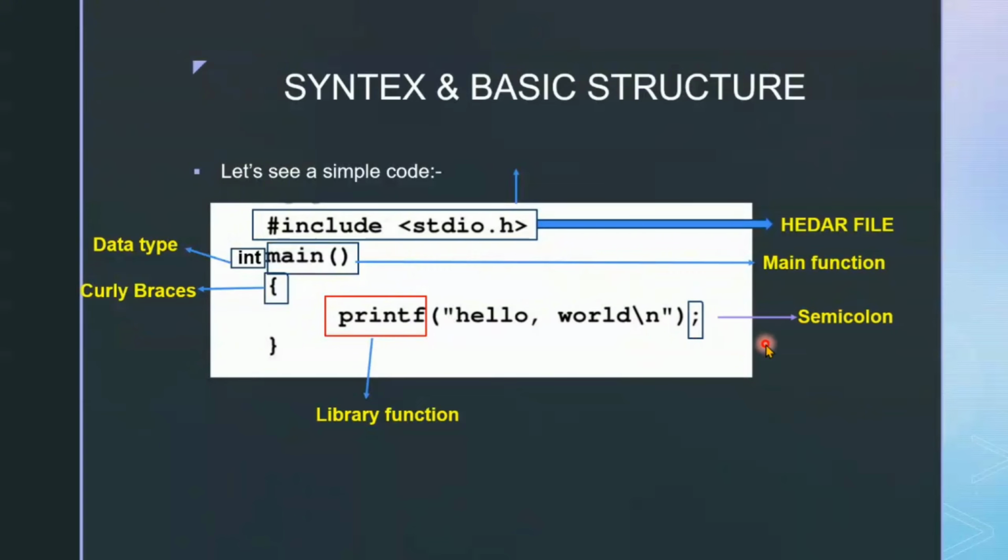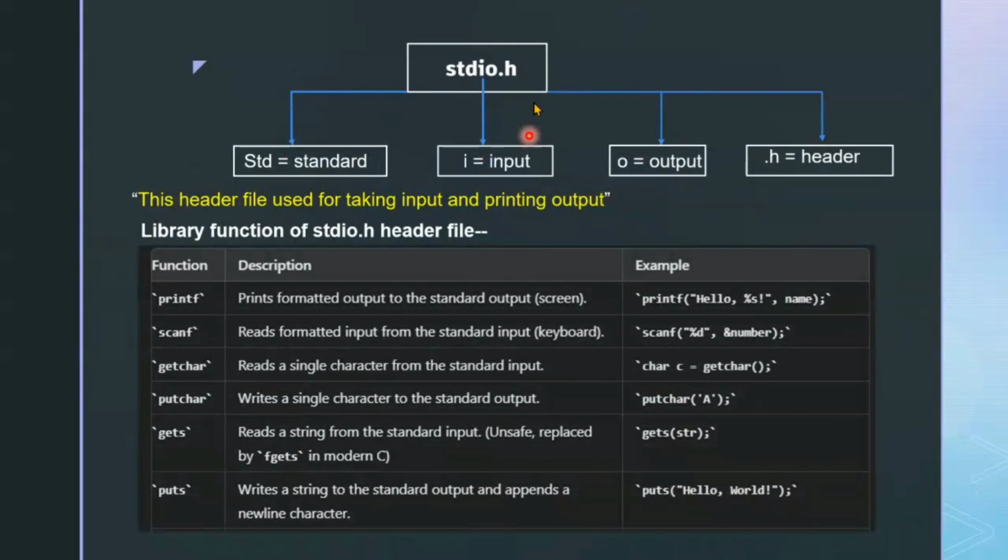Now let's learn what a header file is and what its purpose is. Here we can see stdio.h is a header file, and this header file is used for taking input and printing output. The first three letters of this header file, std, mean standard, i means input, o means output, and .h means header. Here we can see library functions of the stdio.h header file. Some of the functions here are printf, scanf, getchar, putchar, and gets, puts.